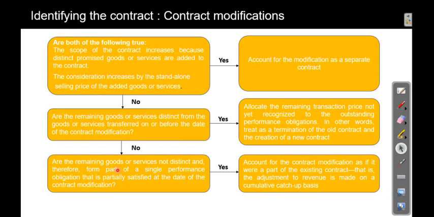So this is my third case scenario where the remaining services were not distinct, but they were part of the same contract and they were partially satisfied before the modification. And for the remaining services, I am just going to adjust the revenue on a cumulative catch-up basis.